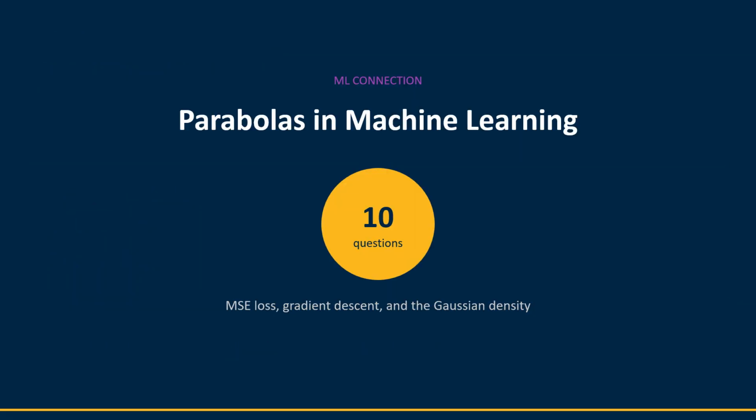Now let us connect quadratics to machine learning. You might wonder why we spend so much time on parabolas in a math course that leads into data science. The answer is that parabolas show up in two of the most important places in machine learning: mean squared error loss and the Gaussian density function. Let us look at each one.